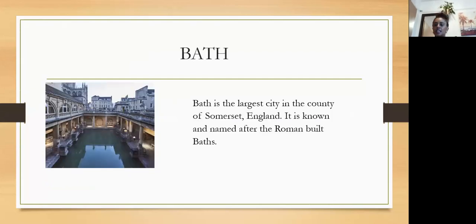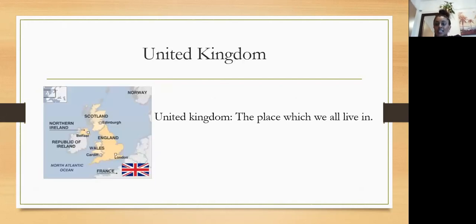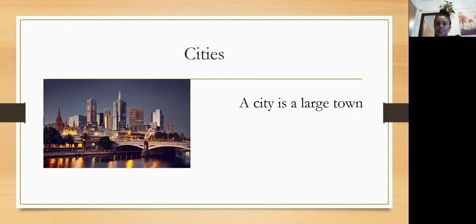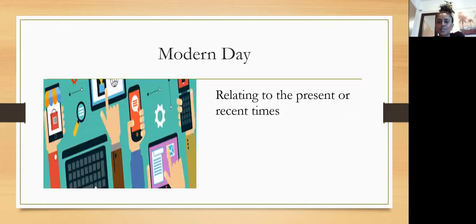So Bath. Bath is the largest city in the county of Somerset, which is in England. It is known and named after the Roman-built baths. Maps, a representation of an area of land or sea showing physical features, cities, roads, etc. So a map. United Kingdom is the place which we all live in. Cities is a large town. A city is a large town in an area. Population, the whole number of people living in a country, city, or area.